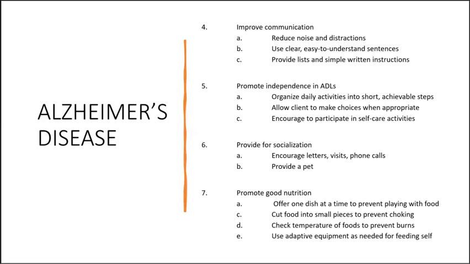Use adaptive equipment as needed for feeding self. We talked about adaptive equipment in the last slide. Again, provide an apron or a smock instead of a bib. That is to maintain the client's dignity. You don't want to put a bib on him. Bibs are usually for children, so you want to provide an apron or a smock.